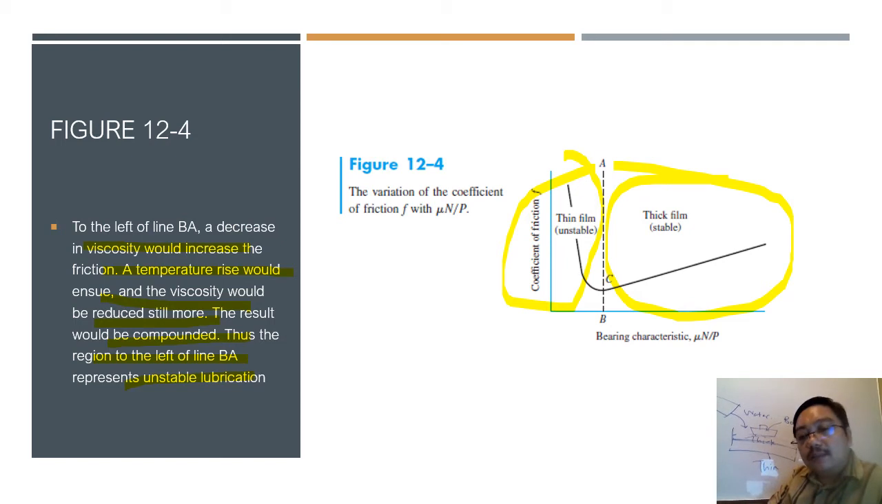What contributes to unstable lubrication? Imagine you go to service your car, or you go to service your motorcycle, and the mechanic says this oil is for 10,000 kilometers, this oil for 5,000 kilometers. After service, you can see the oil becomes dark. Why does the oil become dark? It is because of the effect of heat, metal to metal contact and everything.